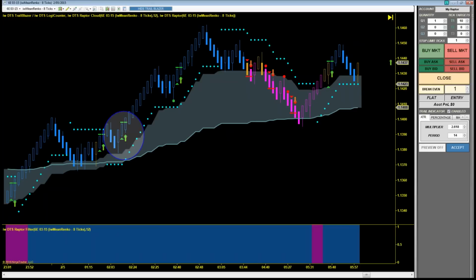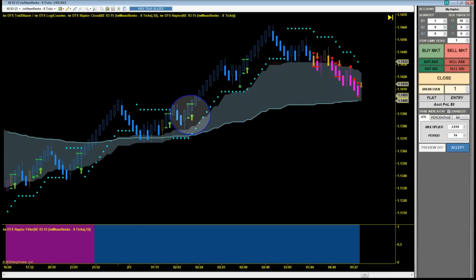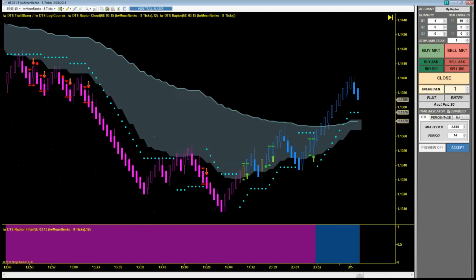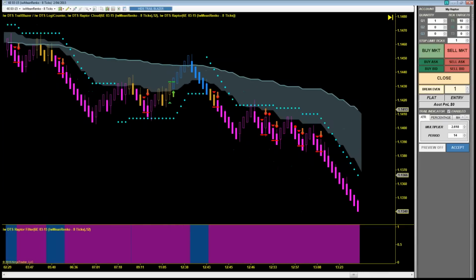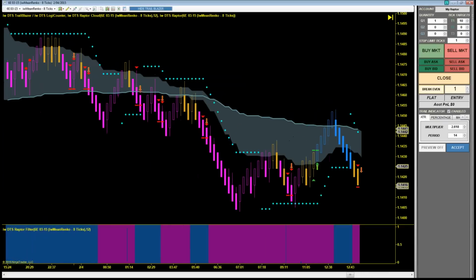Trend change signal, so notice our band changes direction, so our directional bias has changed. And here we have our first in sync signal right here. Blue bars, bullish band, a buy signal, and a blue filter, and nice progression out of that.